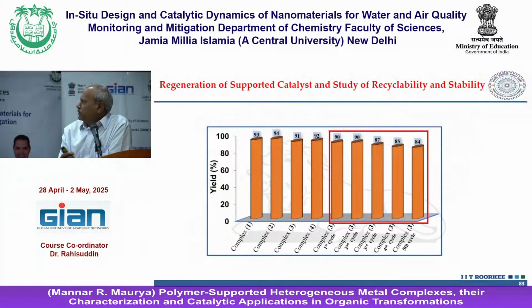Okay, and they say that complex 1, 2, 3, 4, and then recycle 1, 2, 3, 4, 5 cycles, working very well. 93 going to 84, but 84% after the fifth cycle means a good one, and it can be used as an industrial catalyst. I believe that is very well done under those conditions.